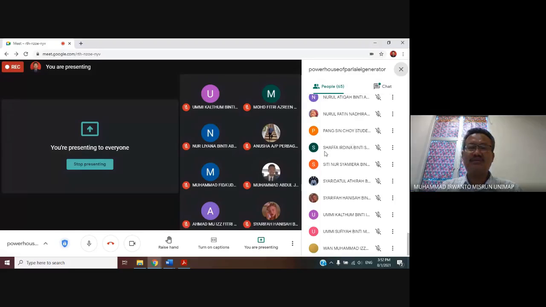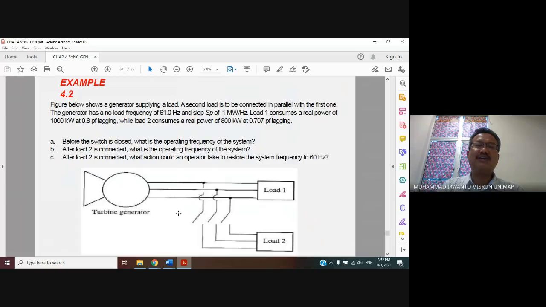Tak ada, Abdul. Oke lah kalau tak ada, tengok satu example saja ya. Figure below, ya, tengok satu example. Figure below shows a generator supplying a load. A second load is to be connected in parallel with the first one.